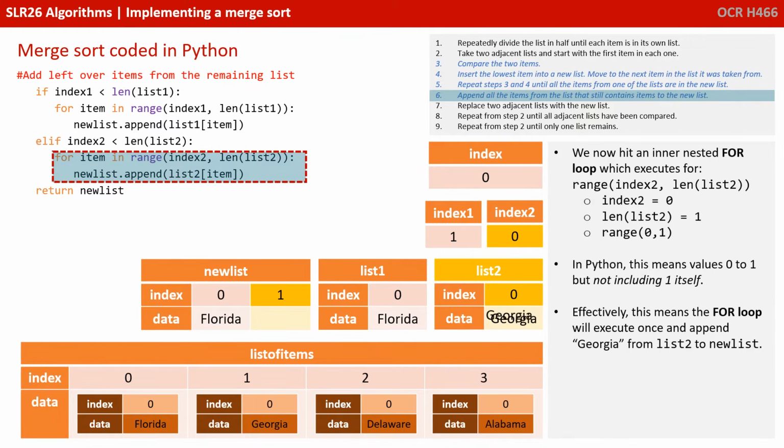We now hit an inner nested for loop, which executes for range index 2 to len list 2. Well, index 2 is 0, and the length of list 2 is 1, so that's range 0 to 1. In Python, this means values 0 to 1, but not including 1. Effectively, this means the for loop will execute once and simply append Georgia from list 2 into new list.